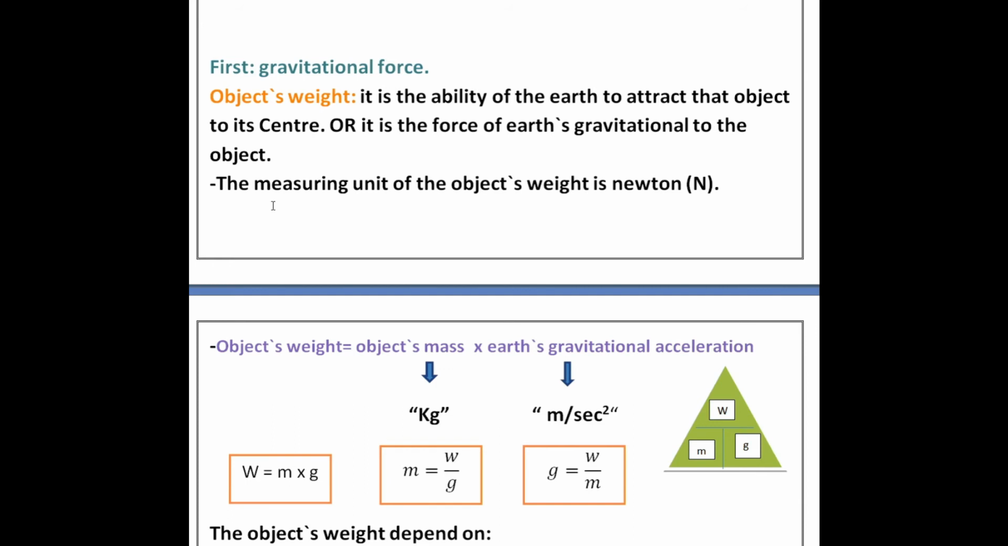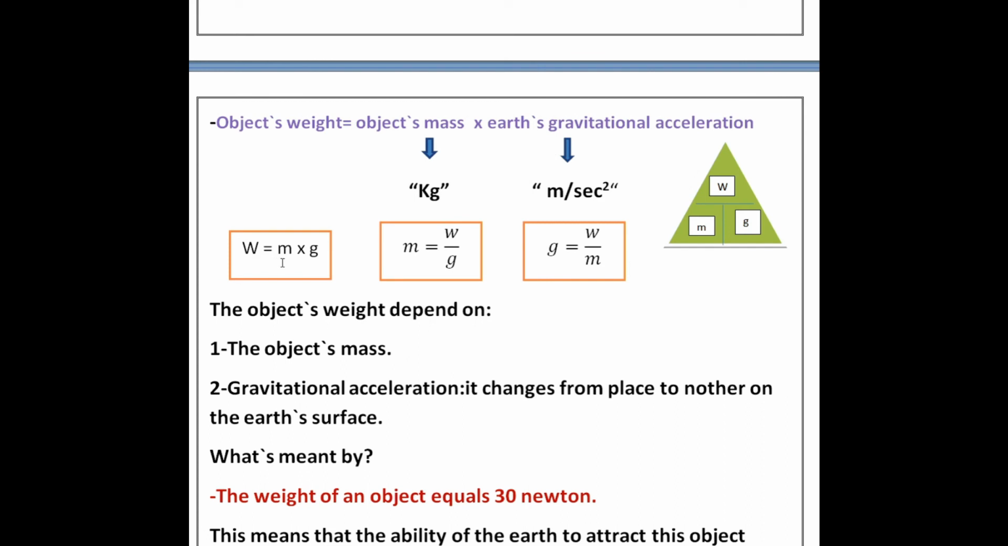If I want to calculate the weight of any object, the object's weight equals the object's mass multiplied by Earth's gravitational acceleration. I refer to the weight with the letter W, the mass with the letter M, and the Earth's gravitational acceleration with G. So W equals M times G.